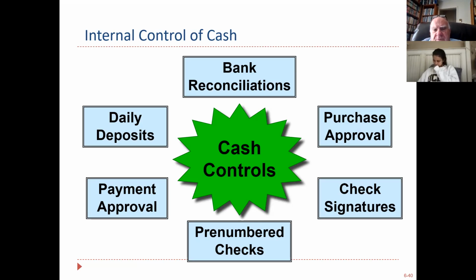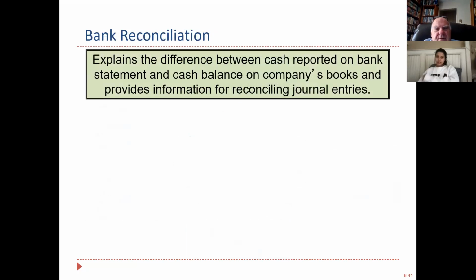Everybody should do it themselves with their own bank statement, and most people don't, I would imagine. Yeah, people have stopped doing it just because of the convenience of online banking. Exactly. And you can get away with it. But if somebody does steal from you, you may not know it for a while until it's too late. Right. But the bank reconciliation simply explains the difference between the cash reported on the bank statement and the cash on the company's checkbook. It provides information for journal entries.